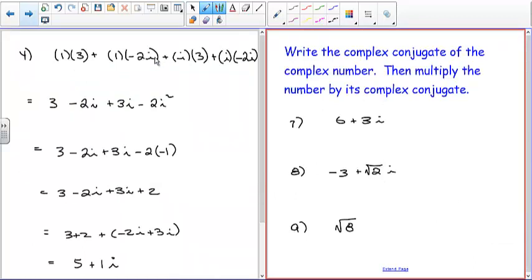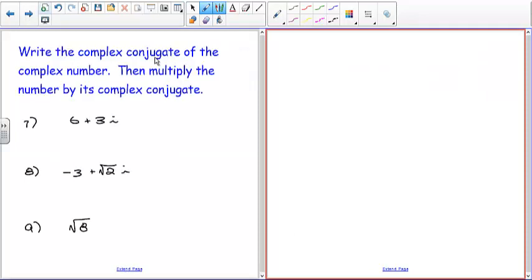Okay, so here it says write the complex conjugate of the complex number, then multiply the number by its complex conjugate. So we did that in number 5. In this case, we're not given the complex conjugate. We have to figure out what it is. All it is is the original complex number with the imaginary part having a different sign. So instead of plus 3i, it's minus 3i. Now we've multiplied this out. 6 times 6 is 36.